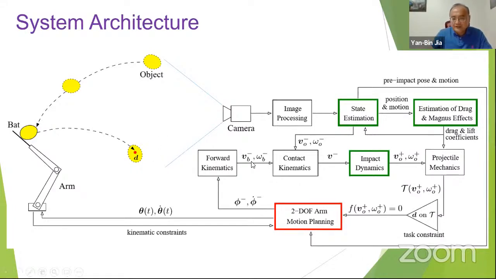And then there is the contact kinematics and impact dynamics. The impact usually lasts 1/10 of a second and generates post-impact velocity and angular velocity, okay? And then the object is open loop: you have no control after the bat, so the object is supposed to go to the target, okay? That is used as a task constraint.